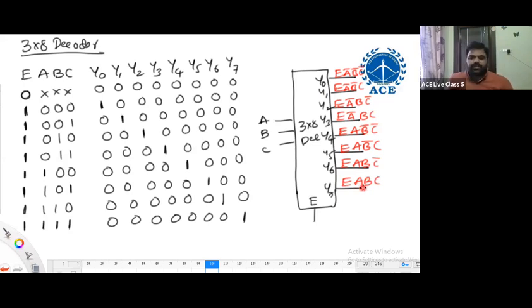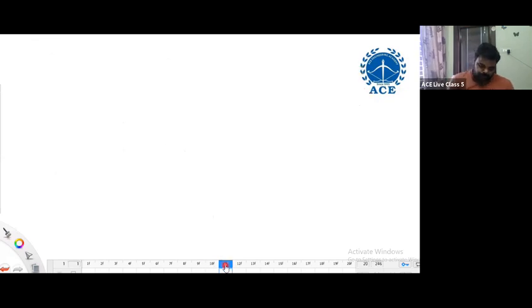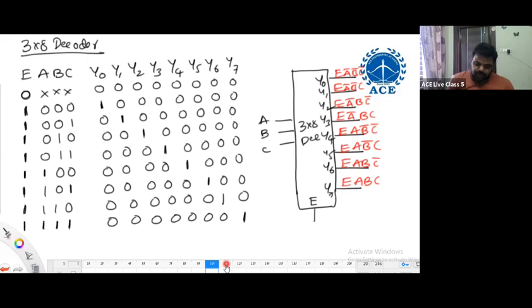No need to implement every circuit, just leave it there. That is a 3 to 8 decoder, and likewise 4 to 16, 5 to 32, n to 2 power n. No need to write all those decoders; you can understand. Moving to the next slide.